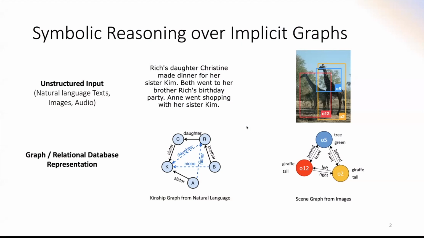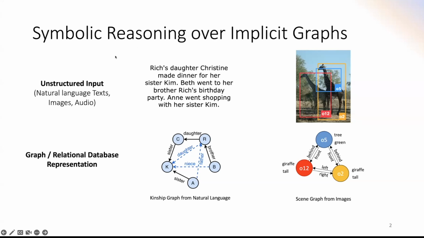Like, for example, we have natural language texts, images, and audios. And so shown on the screen, there are two examples. One is a natural language passage. Inside of it, each sentence hints at a relationship between people. Like, for example, Rich's daughter, Christine, made dinner for her sister, Kim.